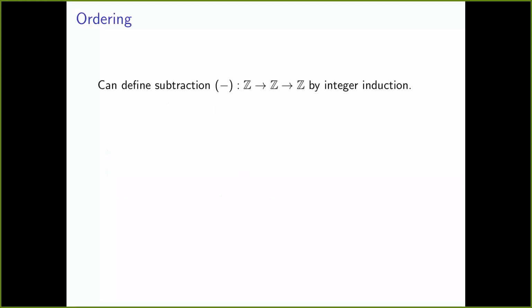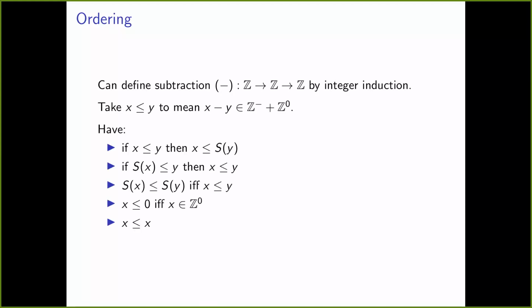Okay, but for this, you first need a way to compare integers. You want to talk about finite prefixes of the integers, or of M. So first we define subtraction as a binary operation on Z, and this is direct by integer induction. Then, given subtraction, you can define the decidable ordering x is less or equal to y to mean that x minus y is either 0 or negative. And I write some basic properties of this ordering that you can prove directly.